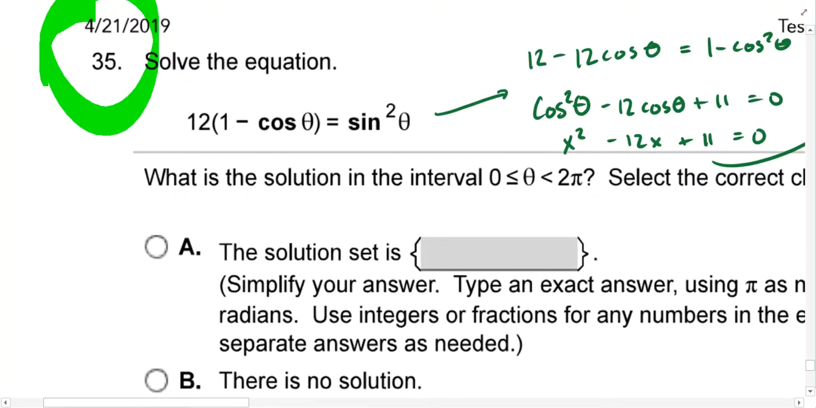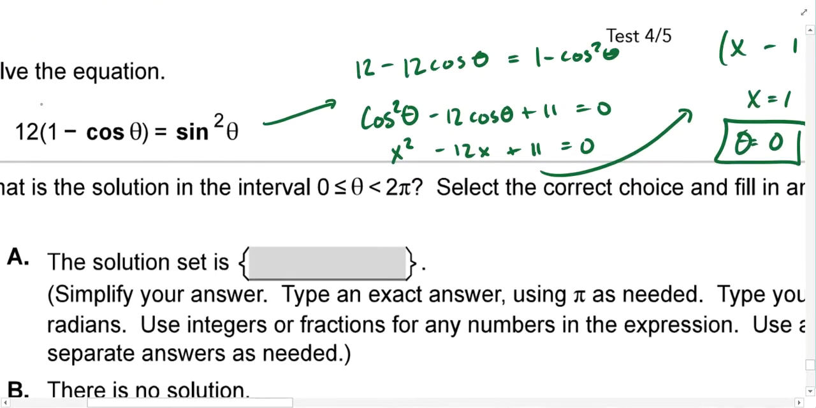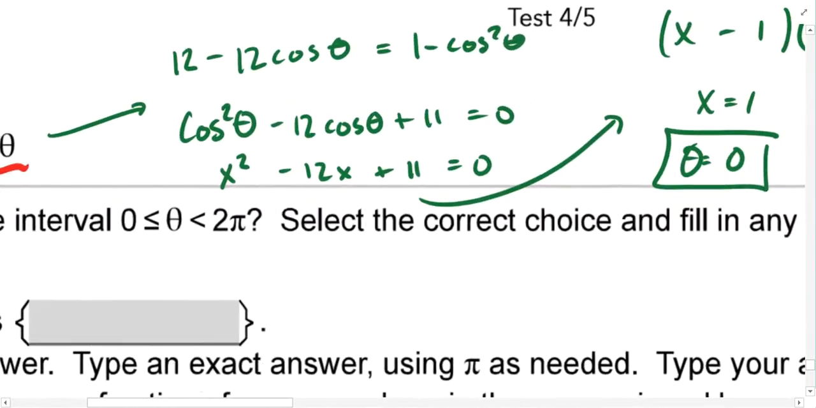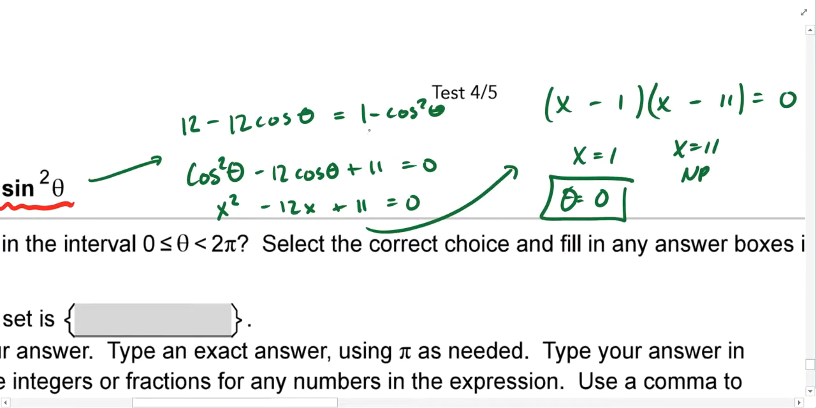Similarly with 35, I see this square here, and so I automatically think Pythagorean equation, or I'm also thinking quadratic, can this be factored? And so I'm going to utilize a couple of those thoughts. I'm going to distribute the 12 to eliminate these parentheses, and then I'm going to utilize a Pythagorean identity to rewrite sine squared. And so after distributing and rewriting using the Pythagorean identity, I've got this expression in which all terms are written in terms of cosine.